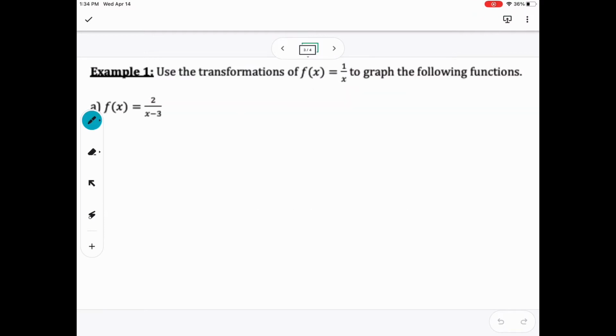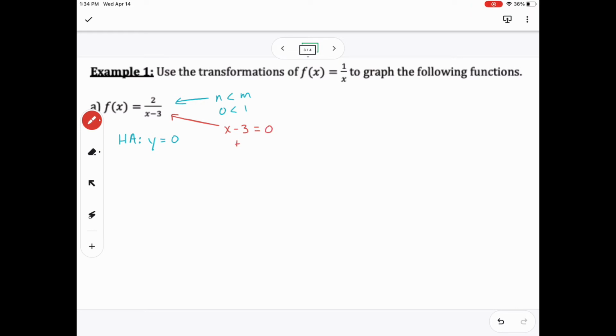So for example 1, I'm going to ignore the directions. I just want you to be able to graph these. So we're going to use our asymptotes and our intercepts to help us graph this. So first I want to figure out what my horizontal asymptote will be. Looking at the n and the m, the numerator's degree is 0. The denominator's degree is 1. So because the numerator's degree is smaller than the denominator's degree, that means our horizontal asymptote is y equals 0.